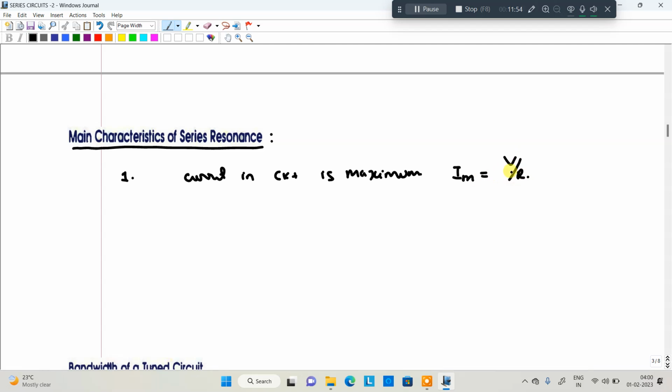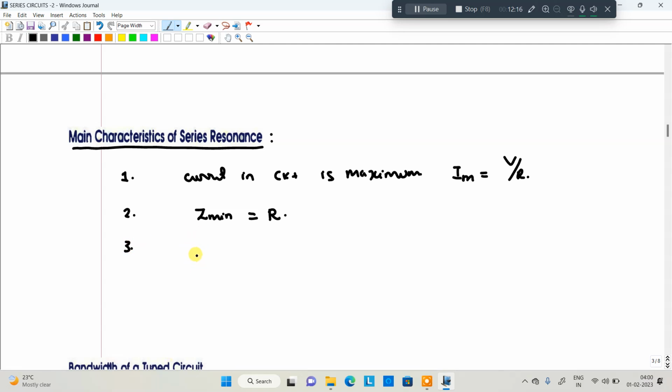R. Next one, the circuit offers minimum impedance. So Z minimum, it offers very minimum impedance, Z is equal to R. So at resonance, XL is equal to XC, both XL and XC get cancelled. That means the resultant value of the impedance decreases. That is the third point you need to remember.